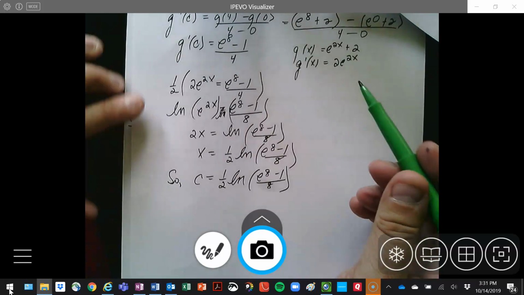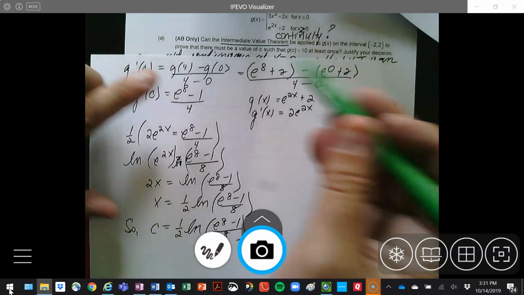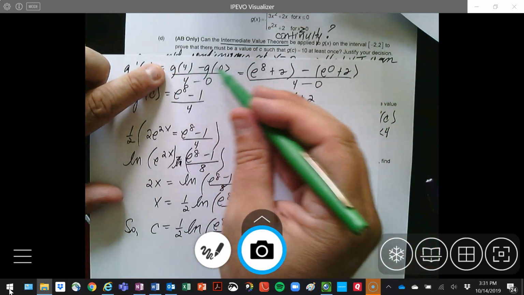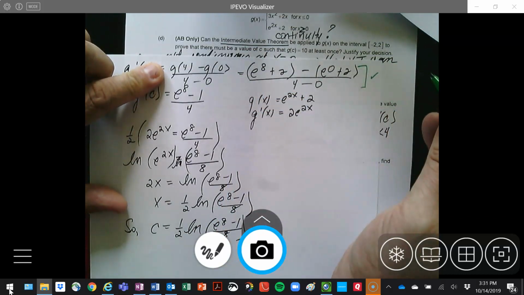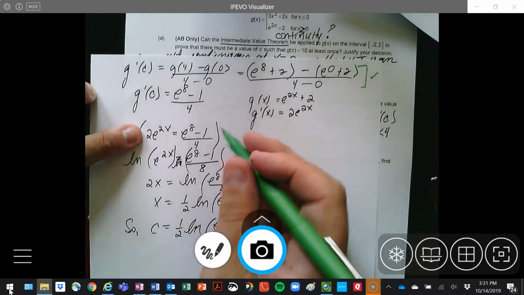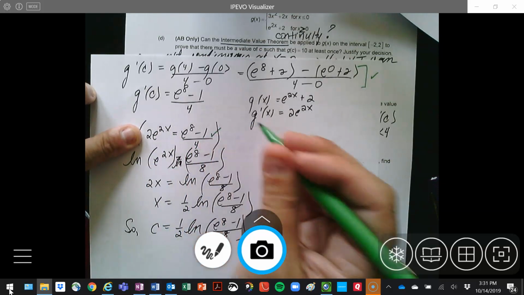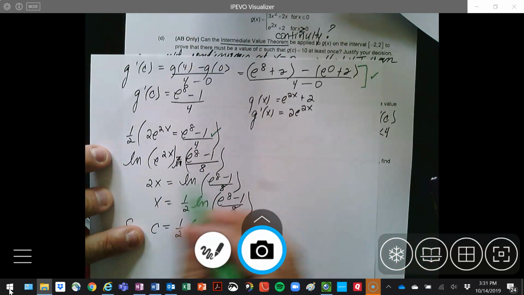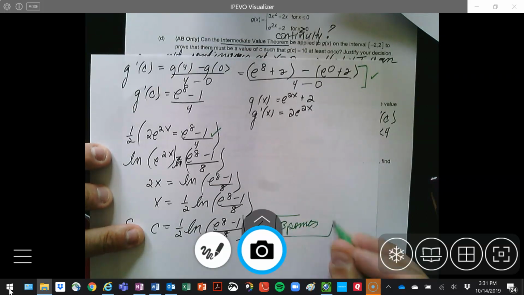And the way we awarded a point is we awarded 1 point for this ratio here, the g of 4 minus g of 0 over 4 minus 0. Getting to here was 1 point. Then setting up the equation 2e to the 2x equals (e to the 8th minus 1) over 4 earned you a second point. And then going through the algebraic maneuverings to solve for the value of c earned you the final point. So this was worth 3 points.